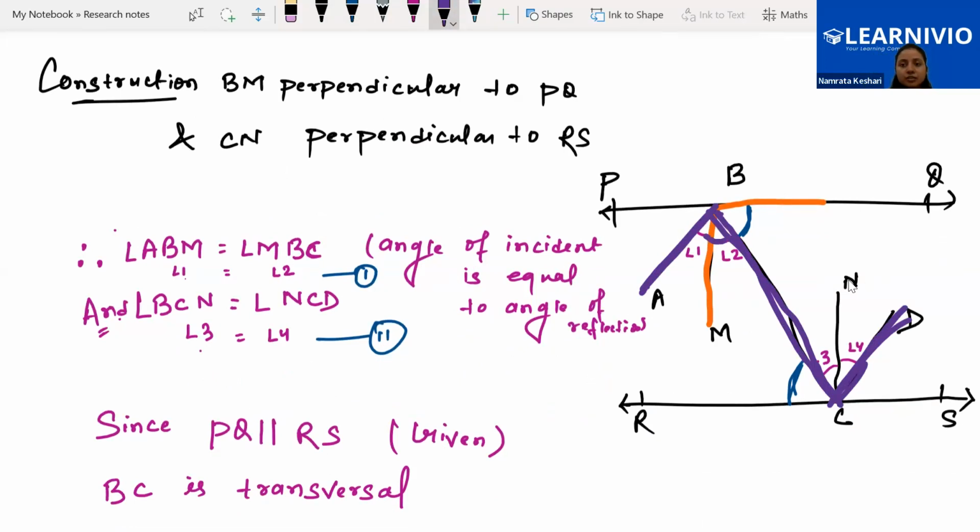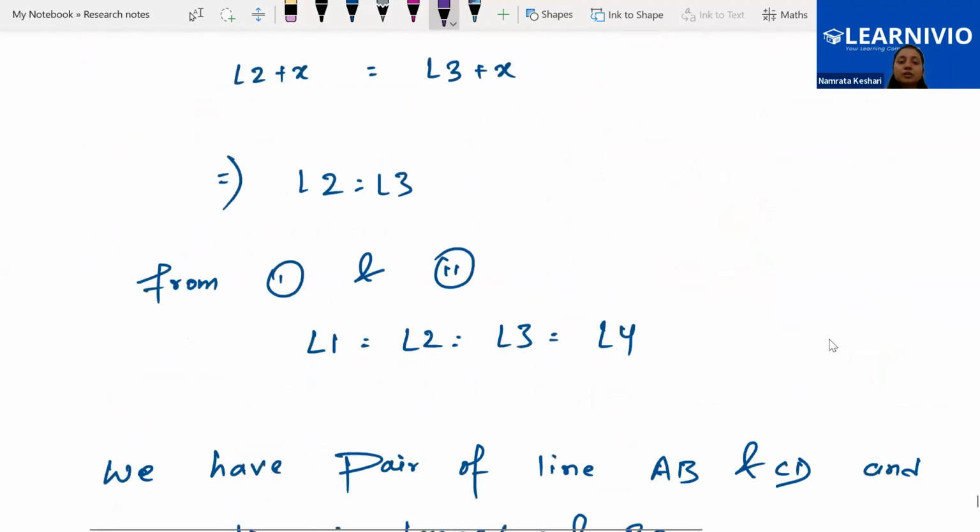See carefully this total angle and this total angle. If we are able to prove that these totals are the same, then we can say these two, AB and CD, are parallel with each other, and we will be able to prove that.